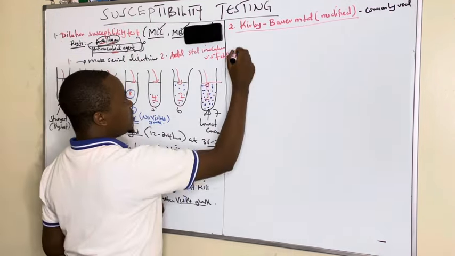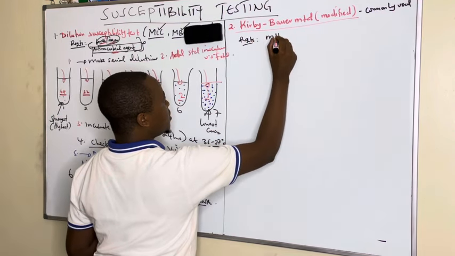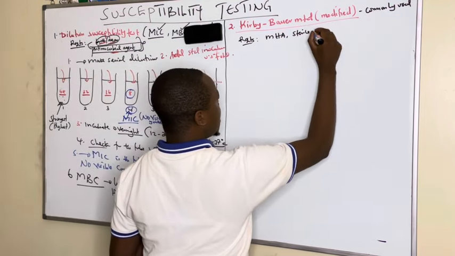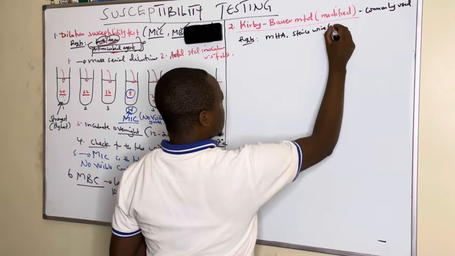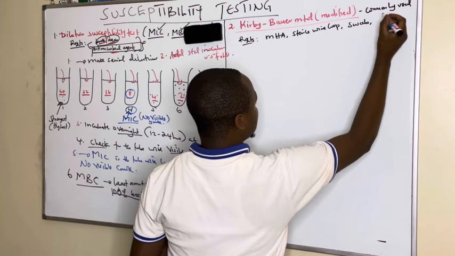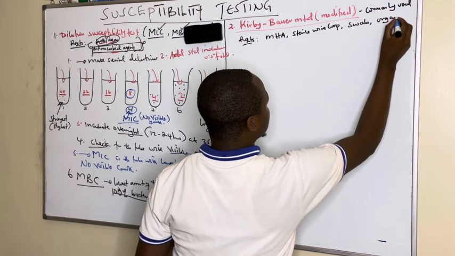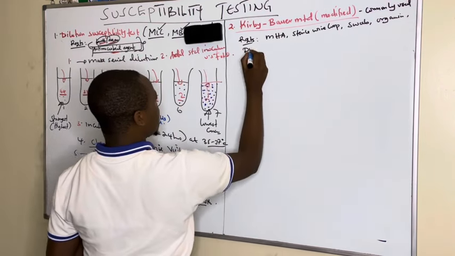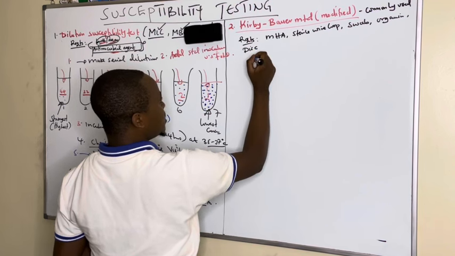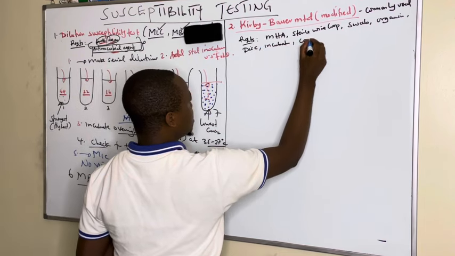And in this method we need requirements. We always use Mueller-Hinton agar. We use a sterile wire loop together with a sterile swab. Then we shall need the organism to be inoculated. We shall need the discs containing the antimicrobial agent, and we shall need the incubator and control strains.